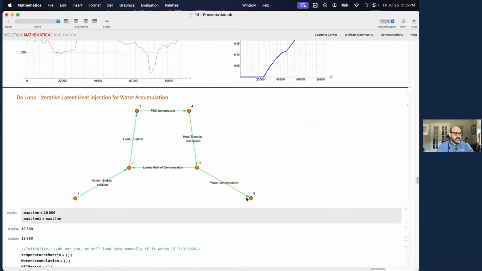Okay, so what is the next strategy? So you take your Navier-Stokes solution, you inject it to the heat equation, you get your temperature, you get your transfer coefficients, you inject the heat of condensation to your heat solution, and then get a new temperature. Basically, you're adding to the temperature. This is something that you could not do in ANSYS. You could not do in COMSOL unless you're very sophisticated. So in Mathematica, it's simpler. You think about it, and you just basically use the data and reuse it very simply.